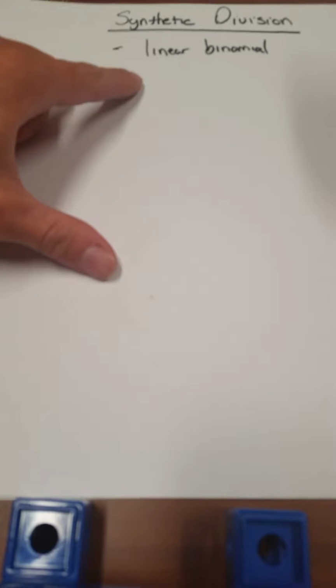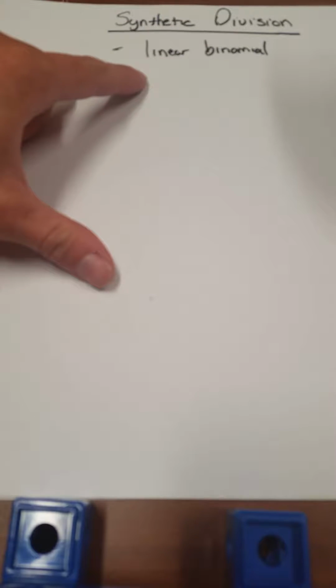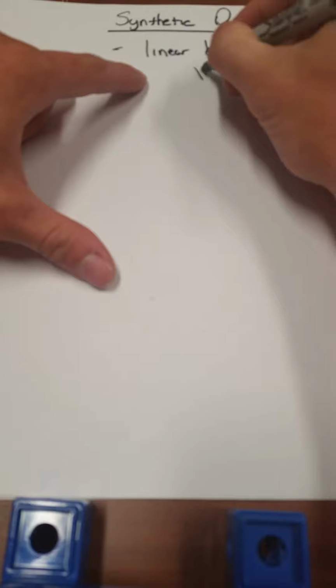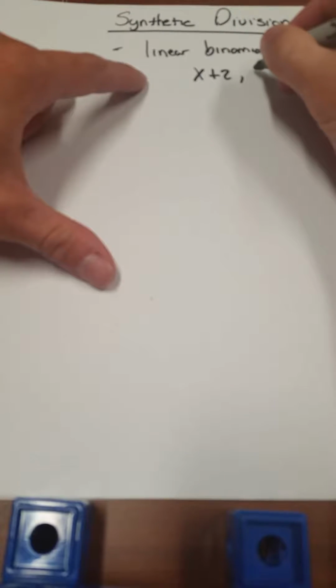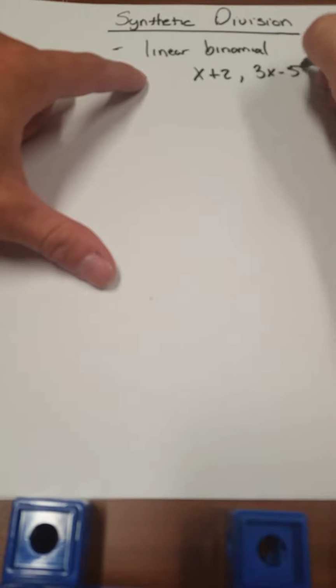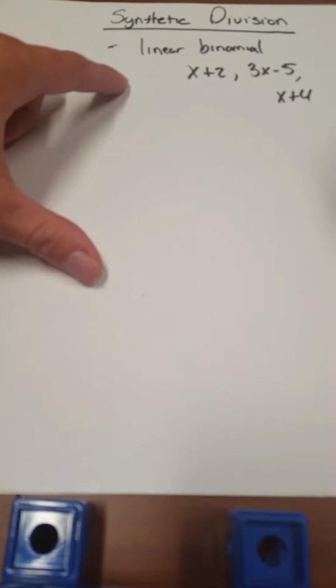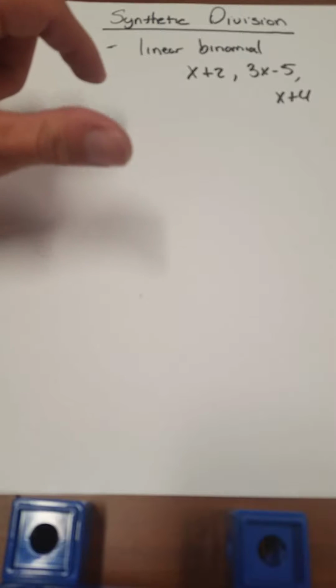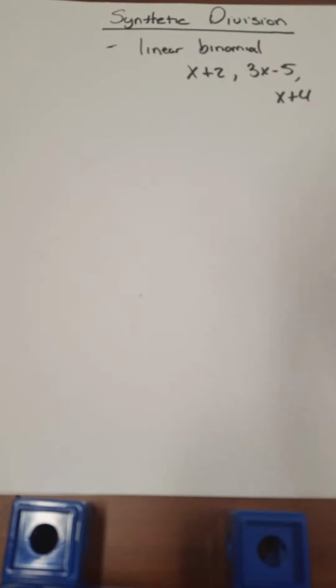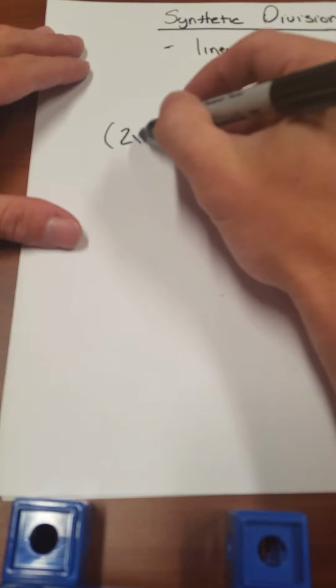Well, think about what the word linear means. Linear means just x, binomial meaning two terms. So just like x plus 2, or maybe it's 3x minus 5, or x plus 4. Okay, so all of those are linear binomials. Now, the way that we have to do this problem, here's an example.